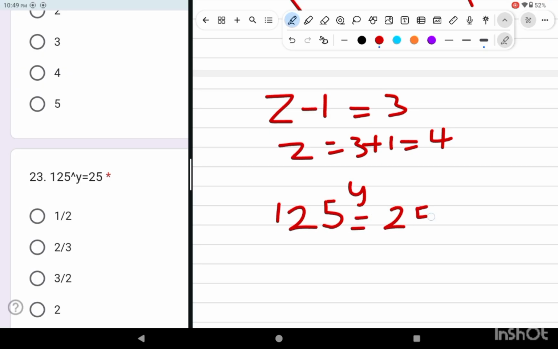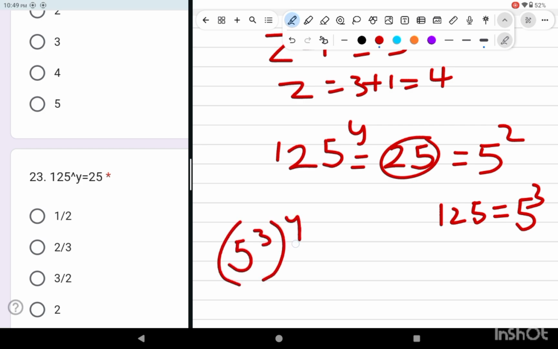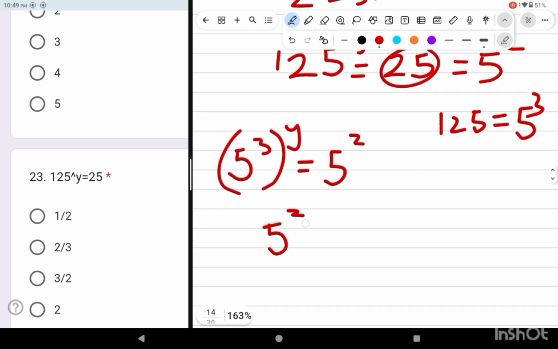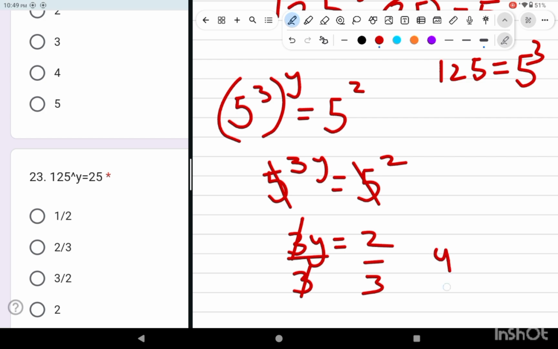125 raised to power y is equal to 25. 25 is equal to 5 raised to power 2. Likewise, 125 is also equal to 5 raised to power 3. 5 raised to power 3 all raised to power y is equal to 5 raised to power 2. Multiply out the power. 5 raised to power 3y equals 5 raised to power 2. Cancelling the base, we are left with 3y equals 2. Divide both sides by 3. We have y is equal to 2 over 3.